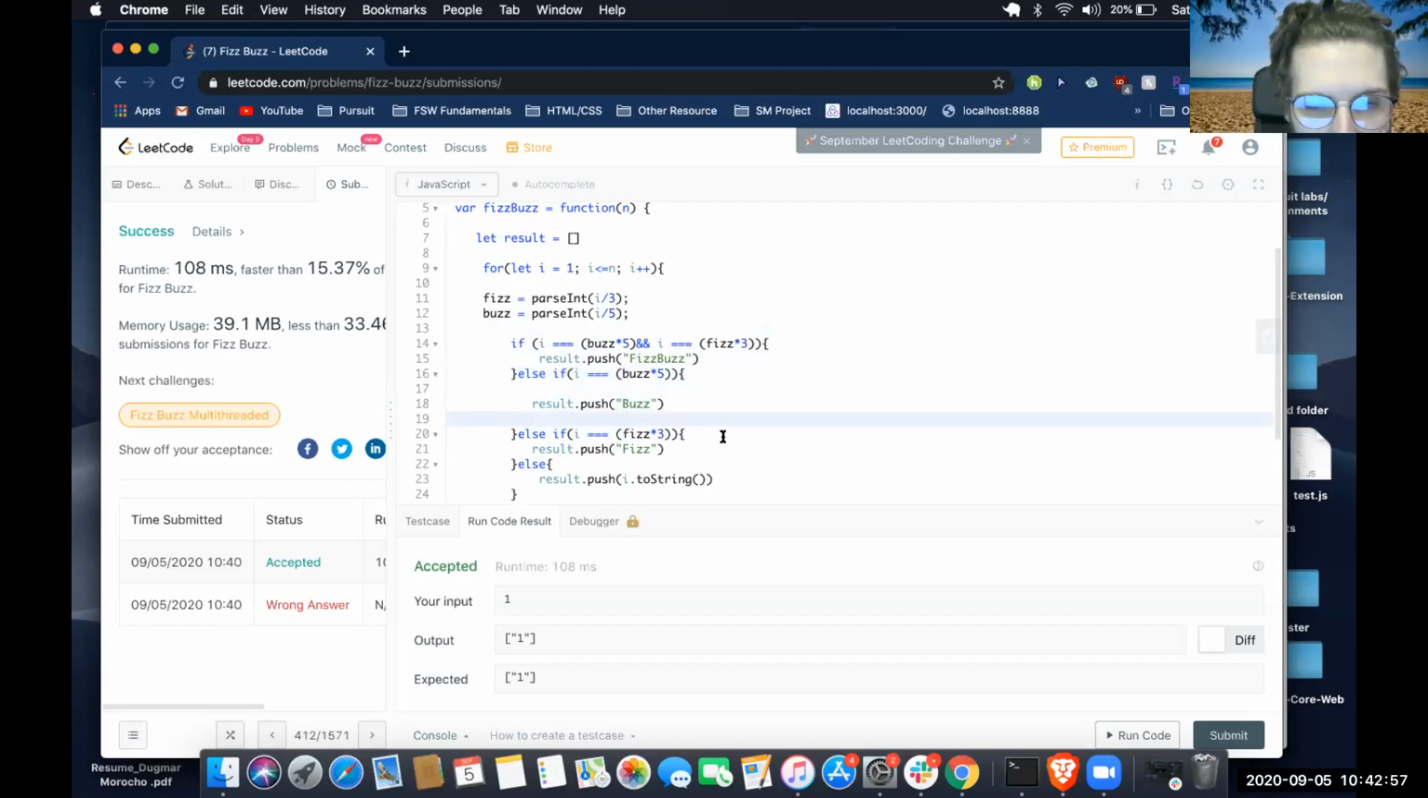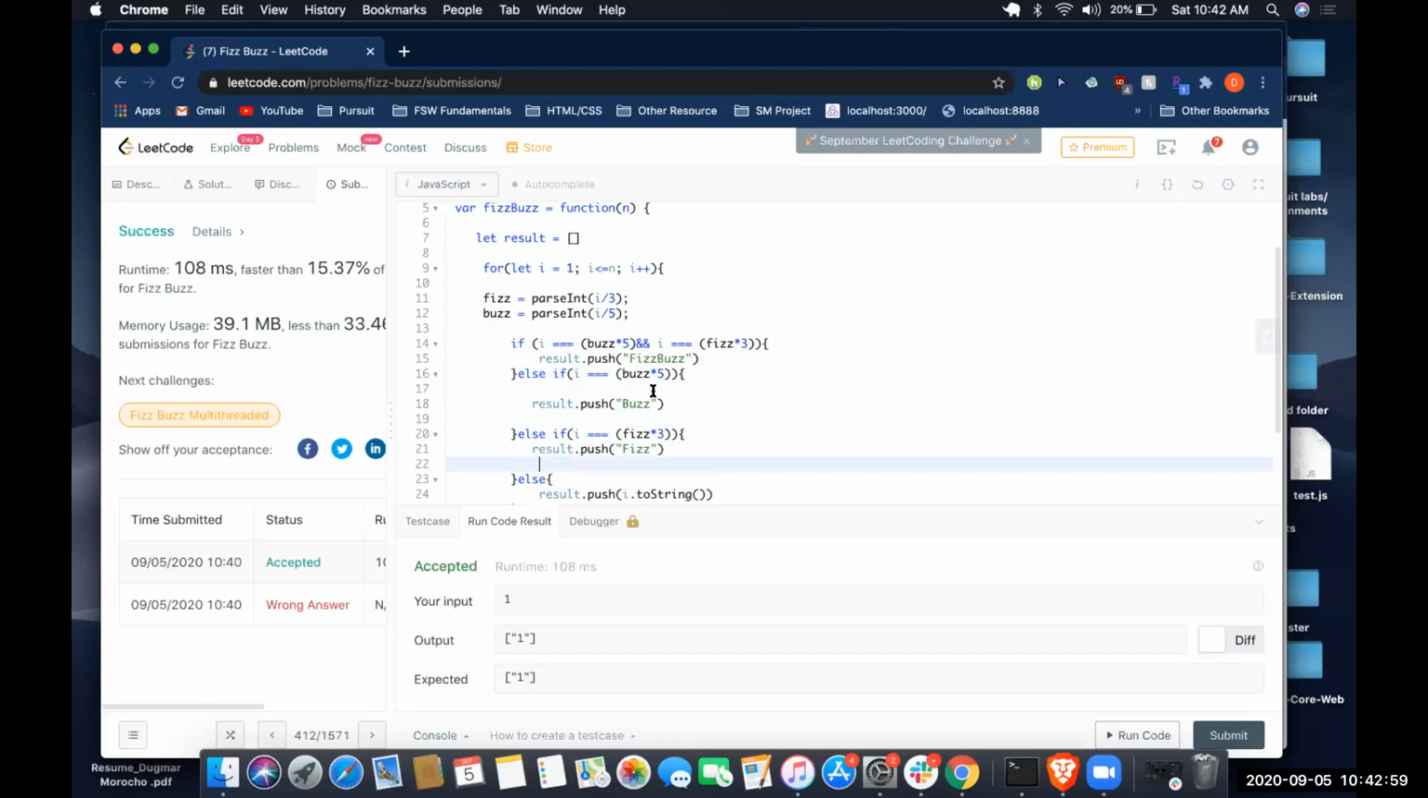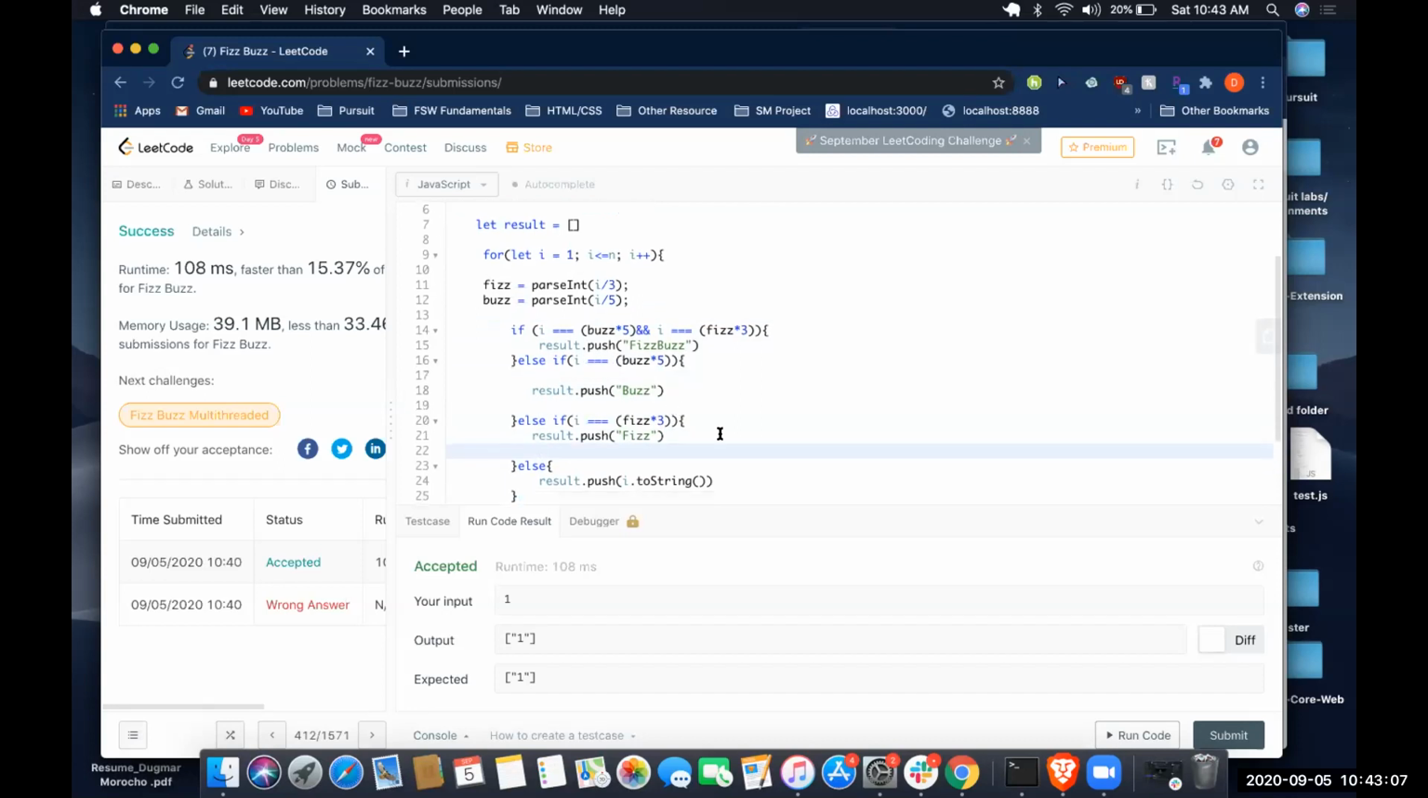Interesting. And then if that number times 5 equals i, then it's going to be buzz. And 3. So basically, if you have a remainder, then that number times the integer is not going to equal that number. Right.